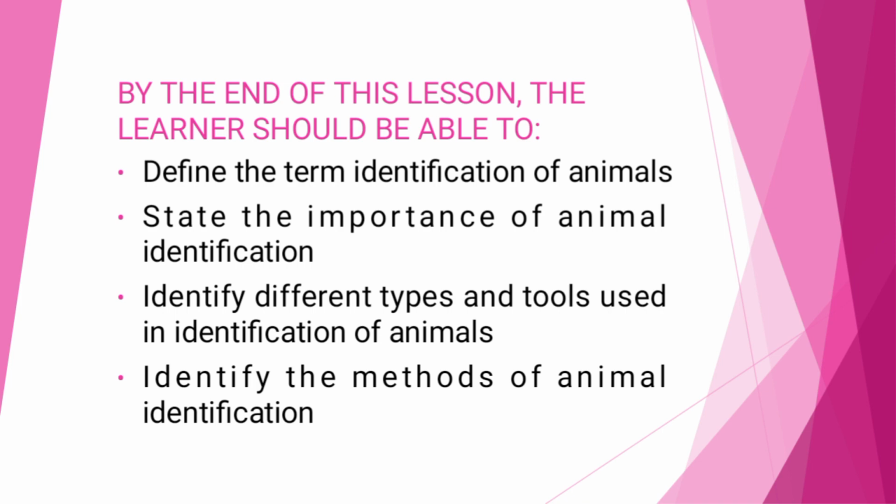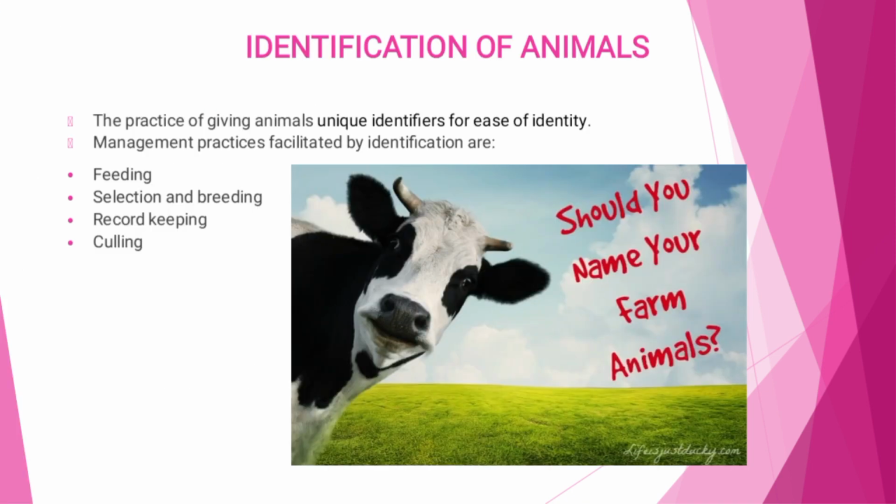define the term identification of animals. You are supposed to state the importance of animal identification. You identify the different types, tools, and methods used in animal identification. So we start by defining the term identification.